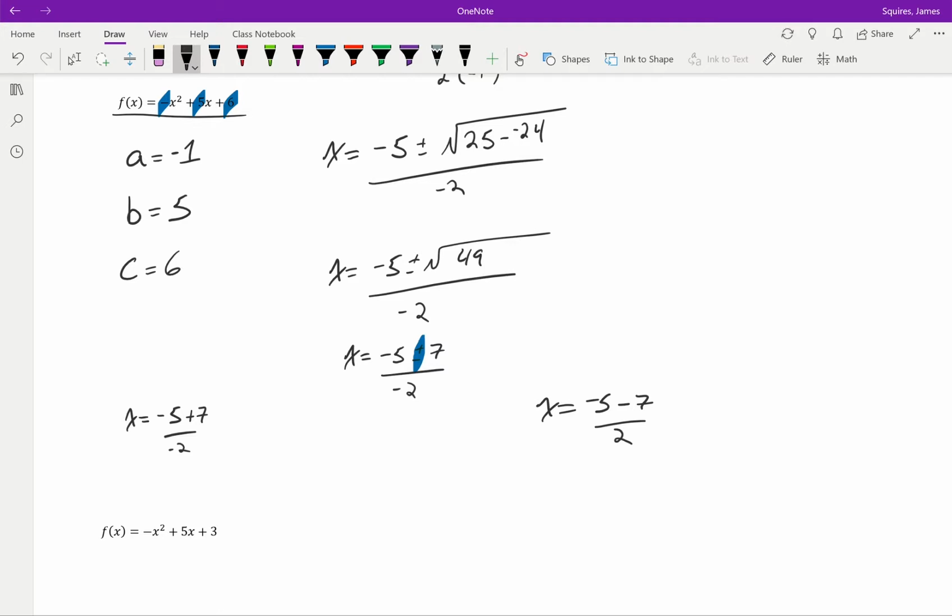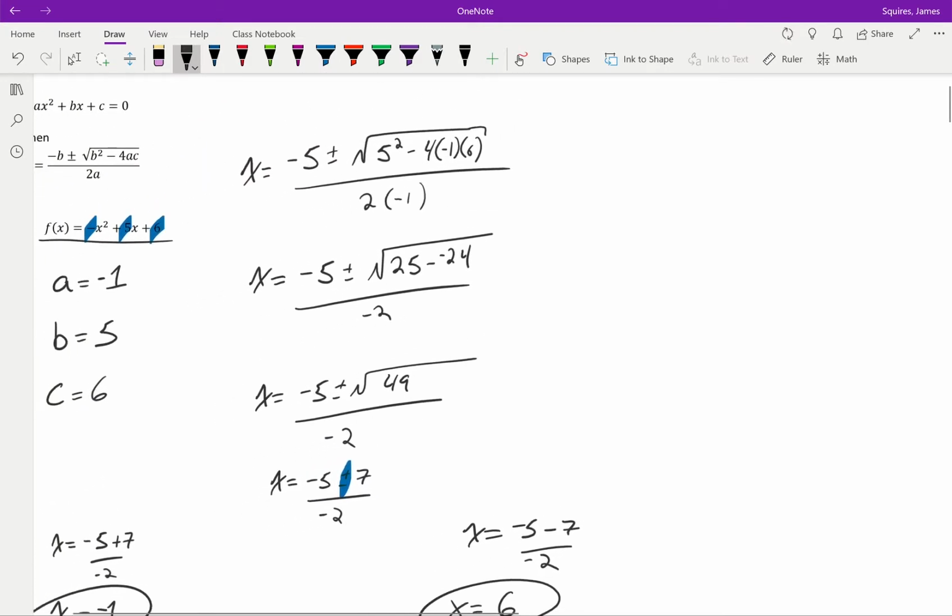So we're going to have two different solutions, one where we plus the 7 and one where we minus the 7. So if we look over here, minus 5 plus 7 is positive 2. Positive 2 divided by negative 2 is minus 1. So that's one solution. And over here, minus 5 minus 7 is negative 12. Negative 12 divided by negative 2, that should be a minus 2 down there, is positive 6. So those are our two solutions.